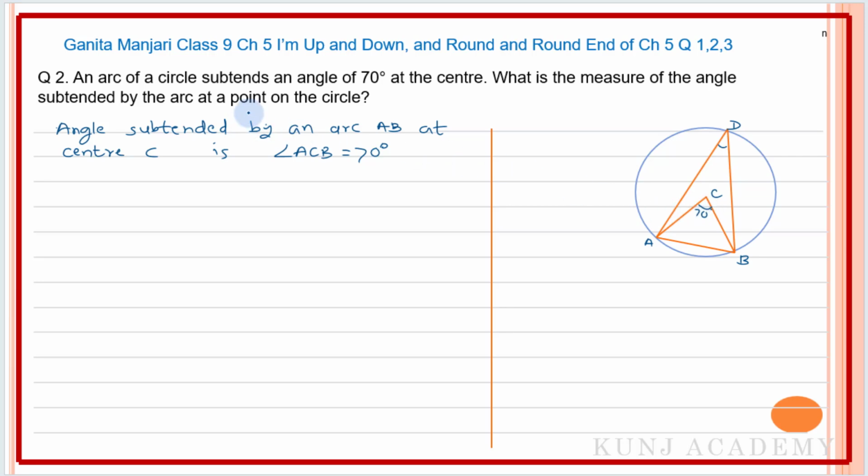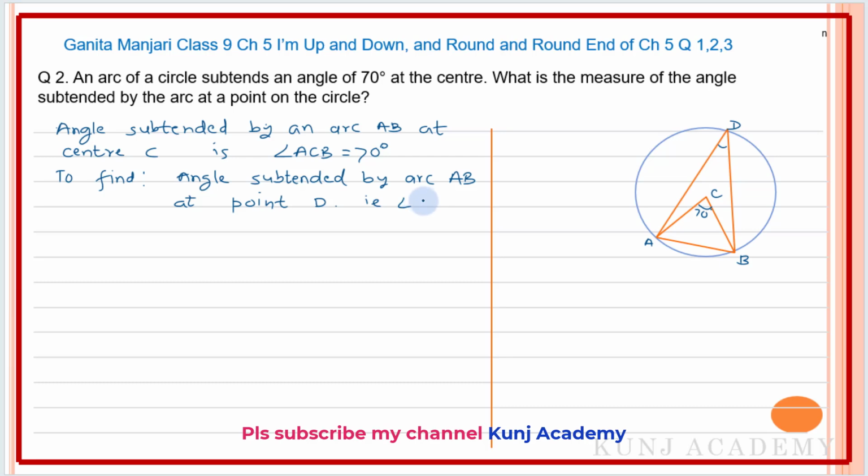It is given. We have to find the angle subtended by the arc at a point on the circle, that is angle ADB. We know that the angle subtended by an arc at the center is twice the angle subtended by the same arc at any point on the circle outside the arc.